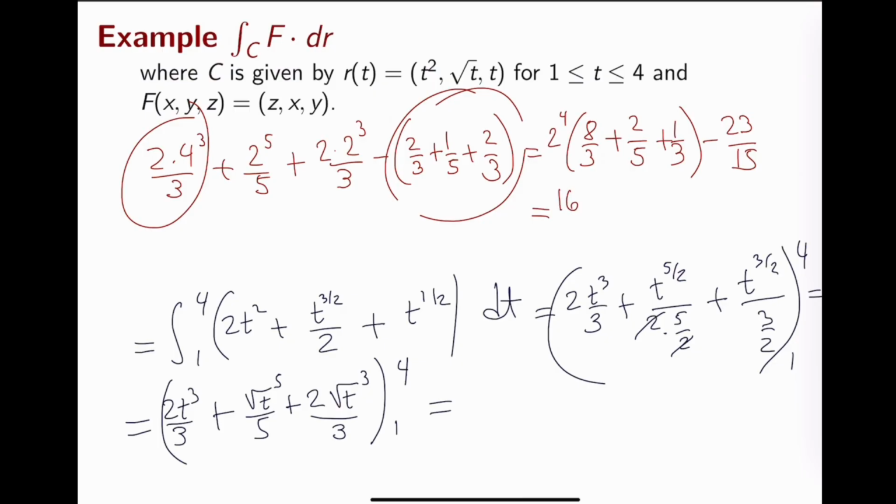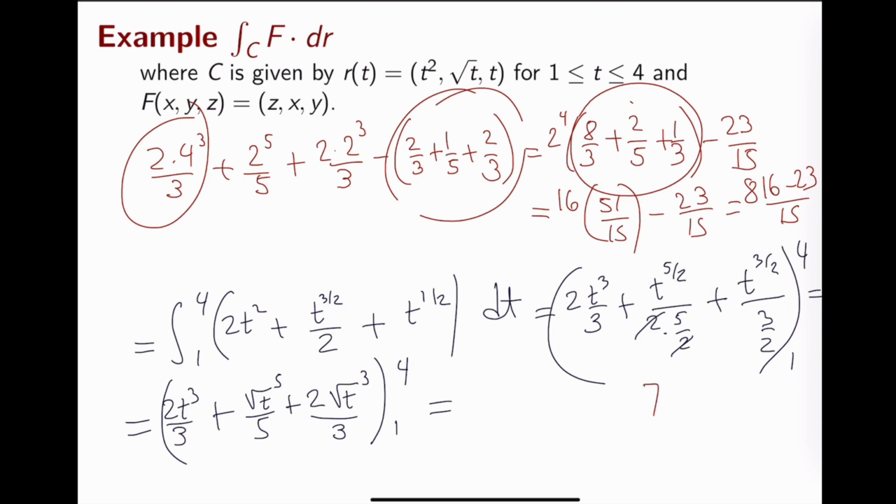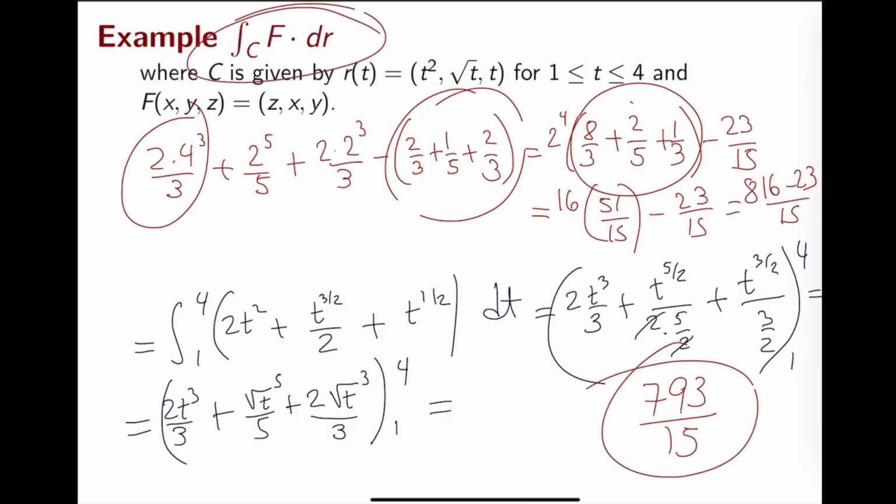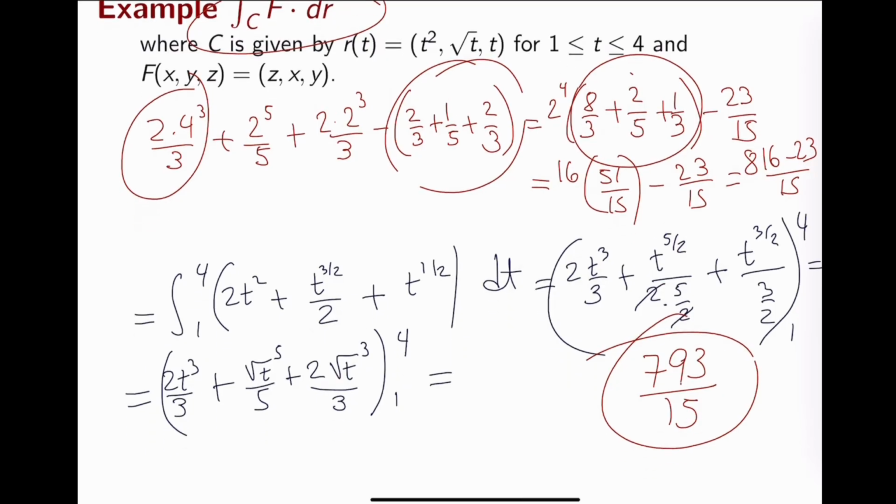This is 16. Doing the operation inside here, we get 51 over 15 minus 23 over 15. Okay, and multiplying here, 51 by 16, we get 16 minus 23 over 15. So the final answer is 793 over 15. So this is then the value of the integral of the vector field.